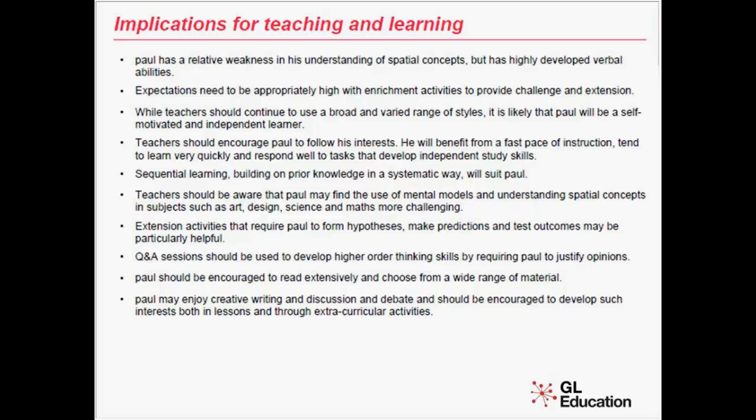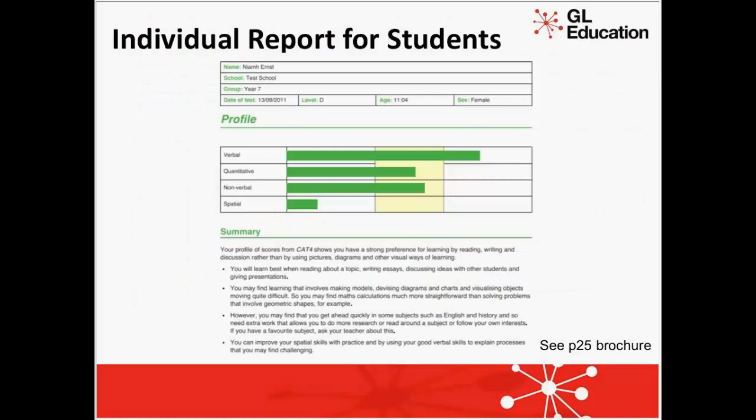It then lists things that you should do to try and get the best from me, or indeed your learners in your school. This is an individual report for a student. The one I've just shown you is the individual report about a student for a teacher. This is what the student can receive if you choose to share it with them. There's less detail on this, and fewer numbers. We've got the bar, which shows their relative abilities verbally, quantitatively, non-verbally, and spatially, and a summary of what their profile is like and what it says about them.